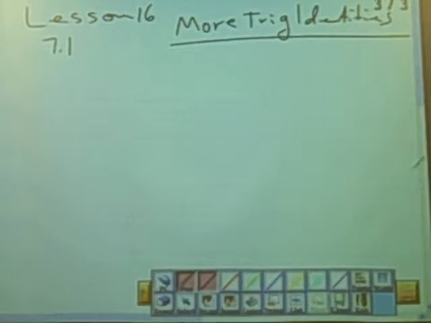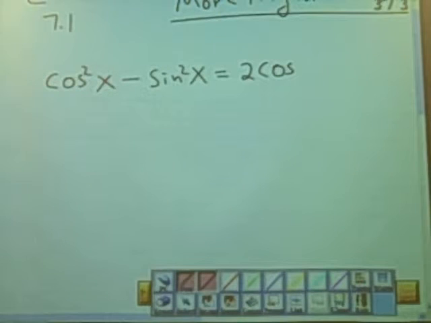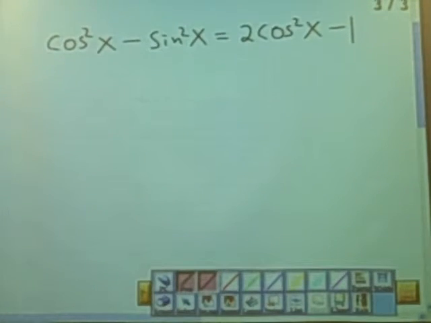And if we had cosine squared x minus sine squared x equals 2 cosine squared x minus 1. Well, notice that we want to prove one side or the other. We took the left side, and if somehow we could just have all cosine, maybe we could get it to look like the right side. So what we can do here is take sine and change it in terms of cosine.